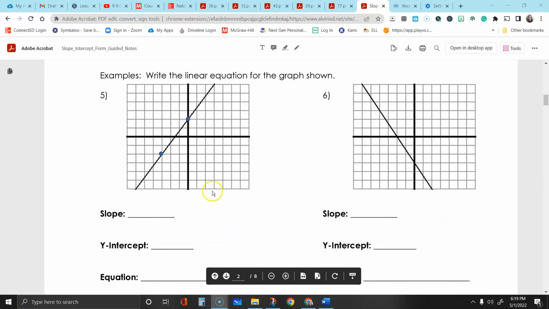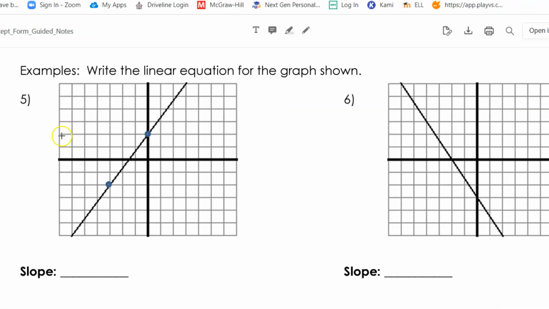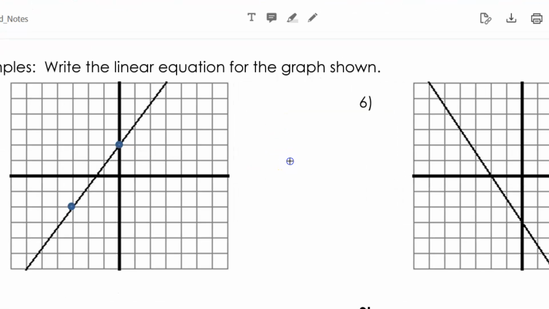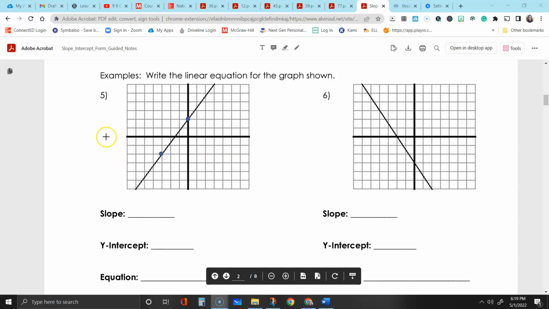Here are some simpler graphs. You can start at this dot. Remember, rise over run. Our line goes from down to up here. So that's a positive line. We know this one's going to be a positive slope. So we know this one's going to be positive because it goes from this direction up. And this one goes from this direction down, so we know this one's going to have a negative slope.